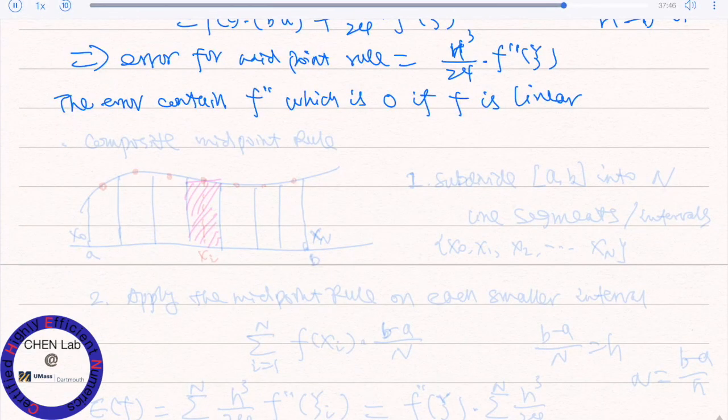If f is linear, then the double derivative is 0, so the error is 0. Which on the other hand again shows that if you are integrating a linear function, you're going to get the exact integral. The error is 0. If f is quadratic, you're not going to get 0, right?